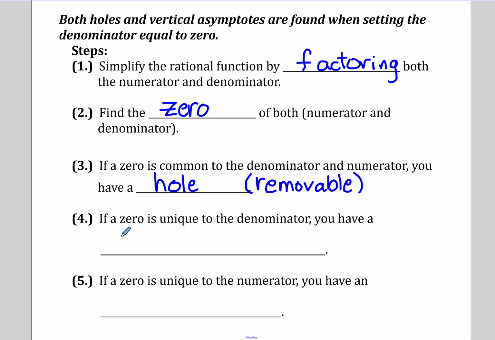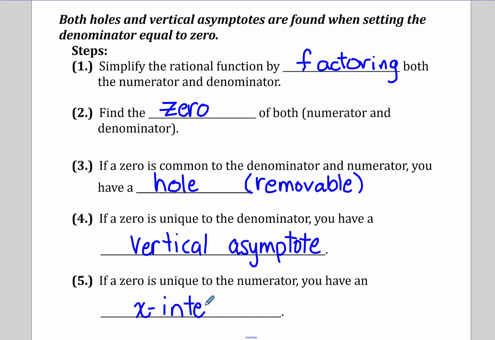But if a 0 is unique to the denominator, that means division by 0, which is going to create a vertical asymptote. And then the last thing you would want to look for is if a 0 is unique to the numerator, then you have an x-intercept, because you're setting the numerator equal to 0. And when you have 0 over some kind of number, that result is 0.